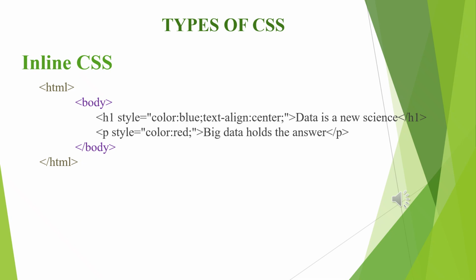In inline CSS, it is written directly inside an HTML element using the style attribute. Here we are giving the style to the header and the paragraph. So for the heading, we are directly mentioning the color is blue and the text align should be in center. For the paragraph, the paragraph text color is red. And then the advantage of the inline CSS is it is quick and easy for small changes. For the disadvantage, it's difficult to maintain and not reusable.